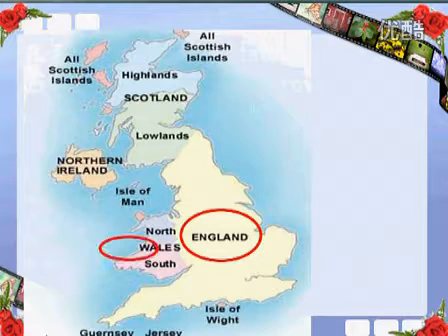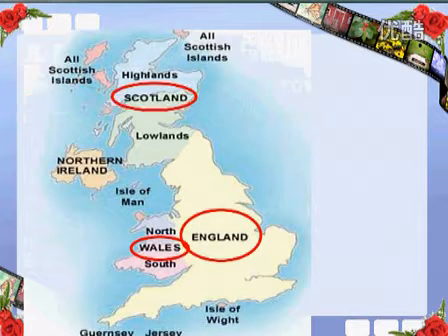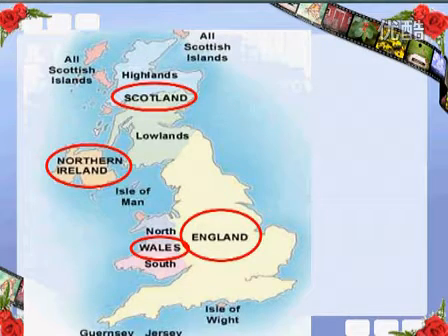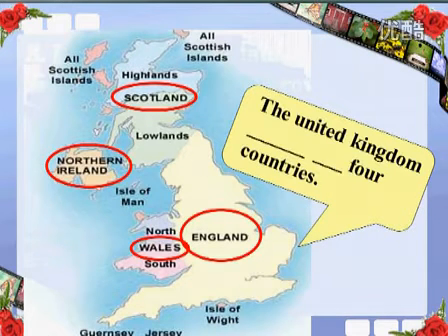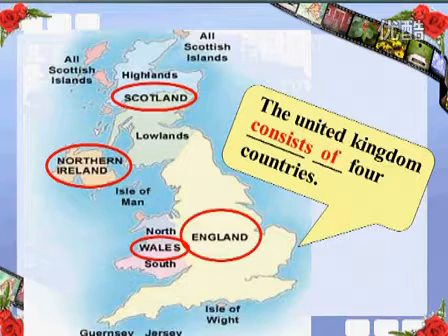Now England, Wales, Scotland, North Ireland. Maybe we can think the United Kingdom has 4 countries. Maybe you have learned this word. Now consist of. 那么 United Kingdom consists of 4 countries. United Kingdom 包括 4 countries, for example, England, Wales, Scotland, North Ireland. Okay. Consist of means 包括 include. Okay.